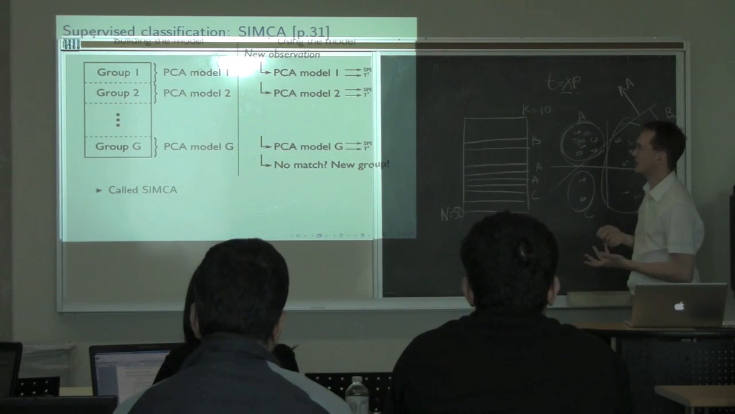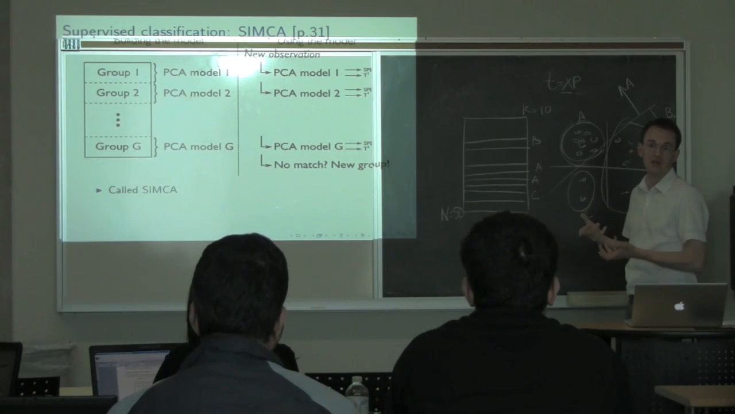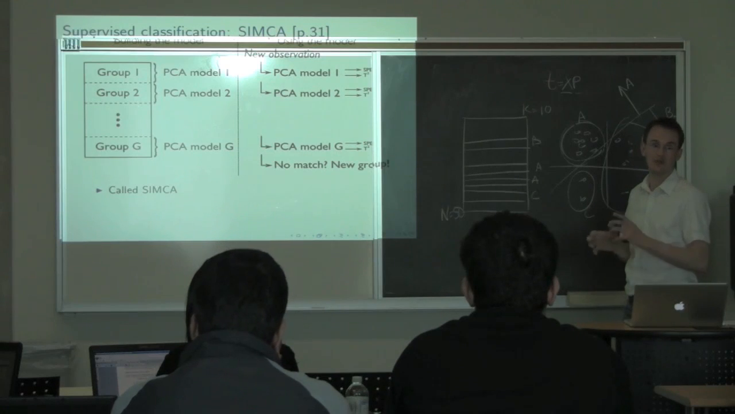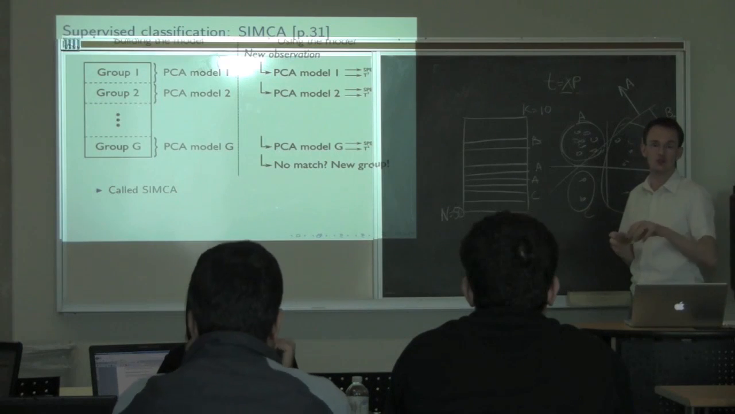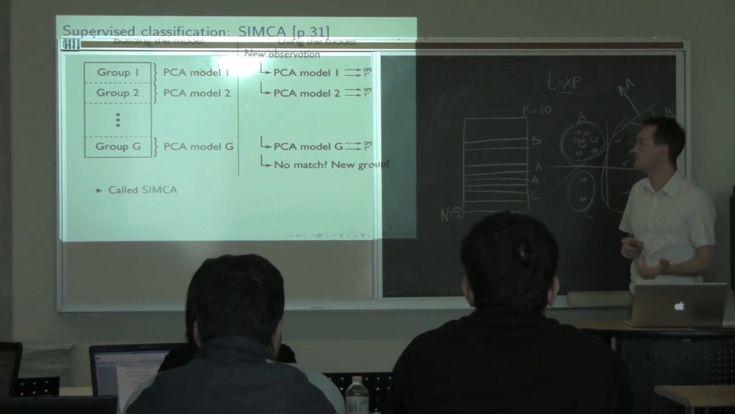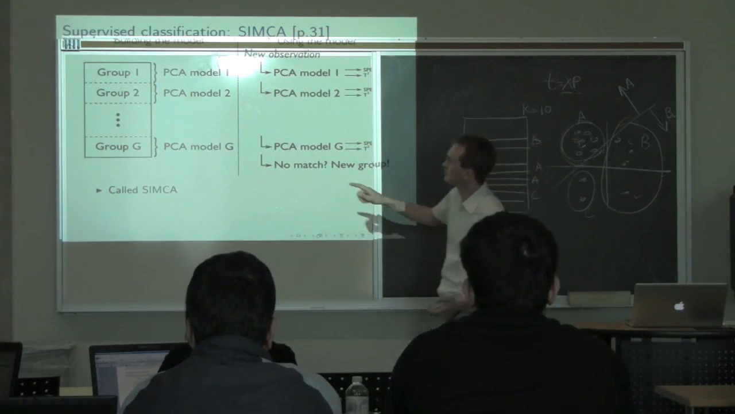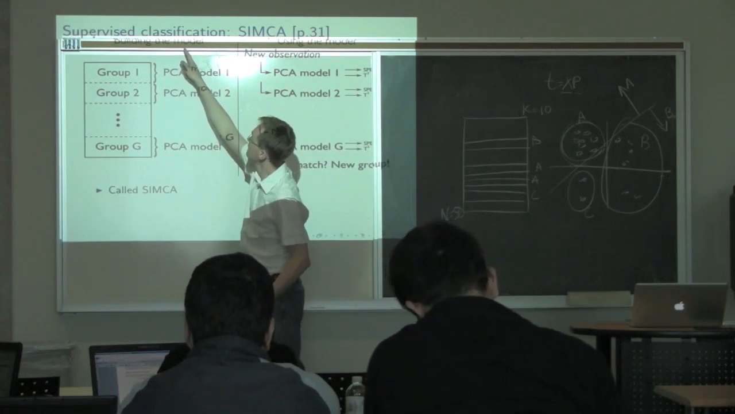So now let's say you've got the case of three groups, group A, B, and C. You've built your models for each group. How do you use this classifier? It's a little bit cut off, but this side of the board is building the model.